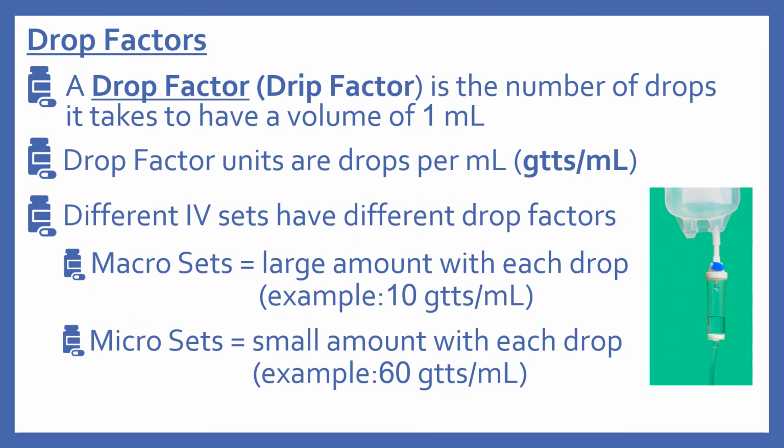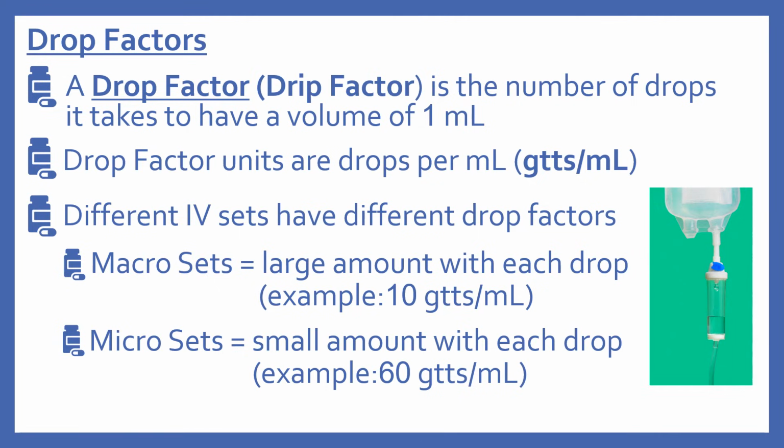A drop factor, also known as a drip factor, is the number of drops it takes to have a volume of 1 milliliter. So the drop factor units are drops per mL, or if you remember in our abbreviations, drops is abbreviated GTTS, so GTTS per mL. There are different IV sets that have different drop factors. There's what's known as macro sets, and macro means large, so you can think of these as having a large amount with each drop. For example, 10 drops per milliliter. It would only take 10 drops to make 1 milliliter.